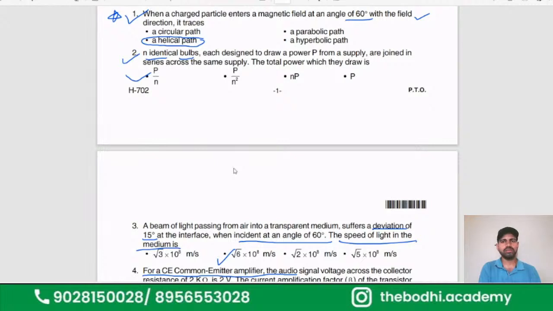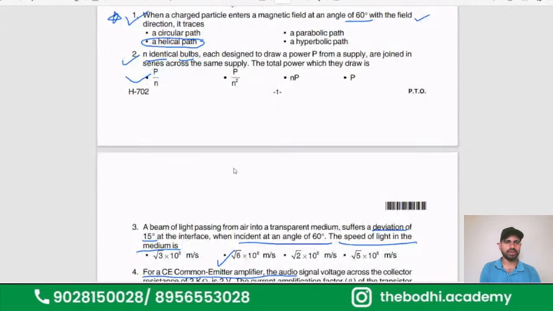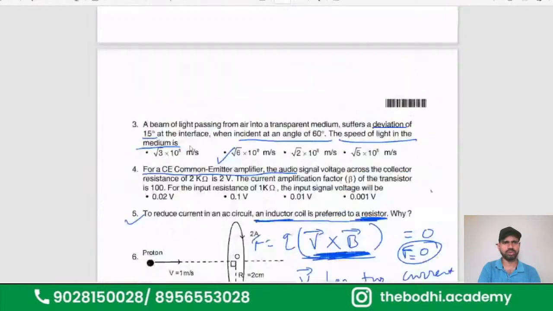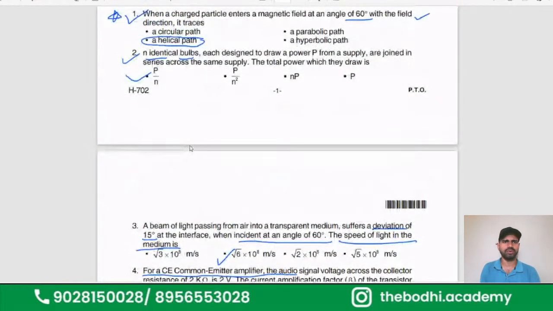Last class we discussed the 2018 March paper. The questions were this way. Questions one to four are MCQs. First question: when a charged particle enters a magnetic field at an angle of 60 degrees with the field direction, it traces a dash kind of path. If you remember, the answer was a helical path.